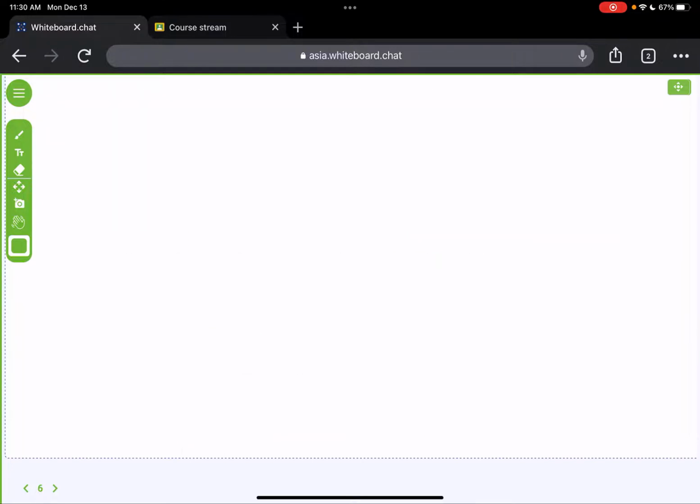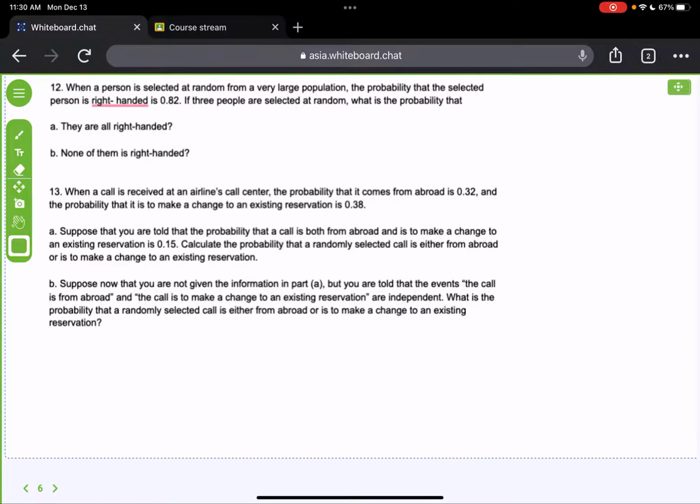All right. Page 6, number 12 says, when a person is selected at random from a very large population, the probability that this selected person is right-handed is 82 hundredths. If 3 people are selected at random, what is the probability that they are all right-handed? Well, that's simply going to be 0.82 times 0.82 times 0.82. That's going to be equal to 0.55.